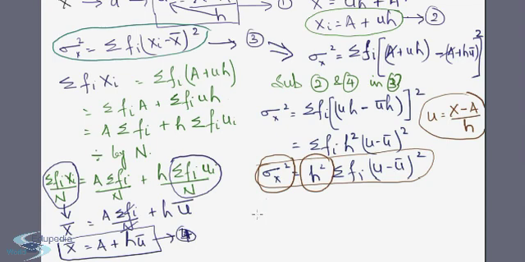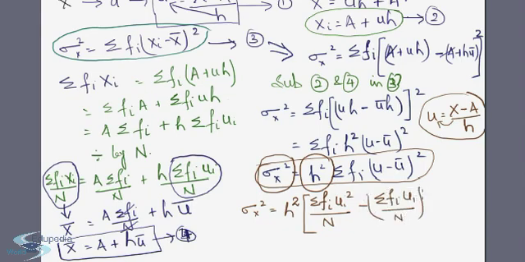Okay, let me just summarize this. You have sigma x square. Let me write the alternate formula here. It will be easy for you. When you use the step deviation method, the whole formula will be multiplied by a constant h square, and since we have used the step deviation method, instead of x we will be using u, so it will be summation fi ui square divided by n minus summation fi ui by n the whole square.